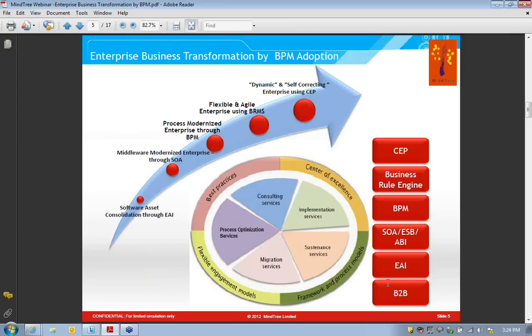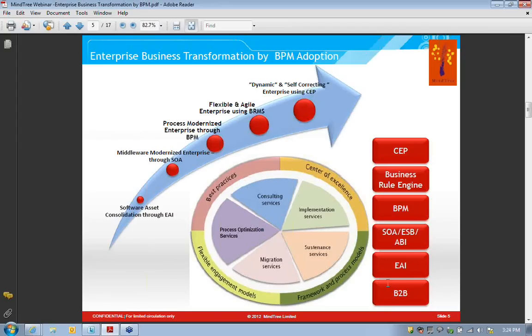So then, if the organization is implementing BPM and BRMS together, we can definitely say it's a flexible and agile enterprise. How? Why are we talking about flexibility and agility over here? Because, see, we don't have to change the business processes over and over again as the business rules change, because we are storing that in a separate data store.